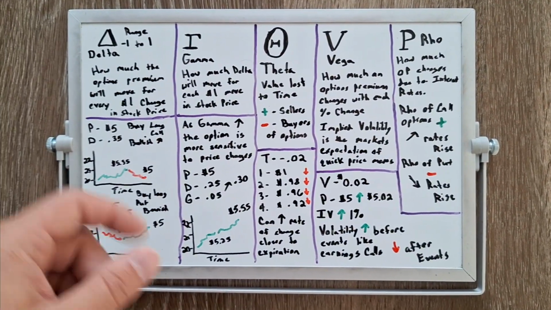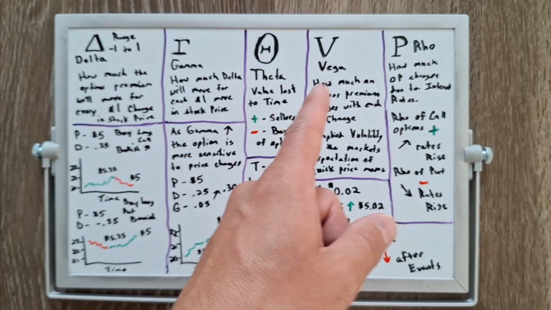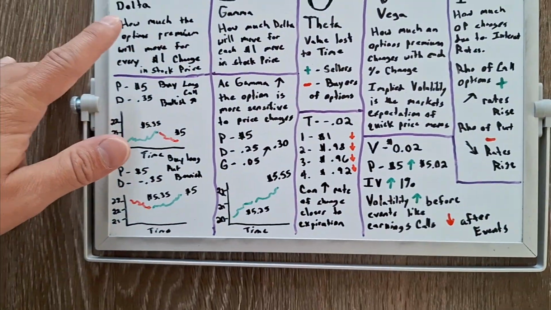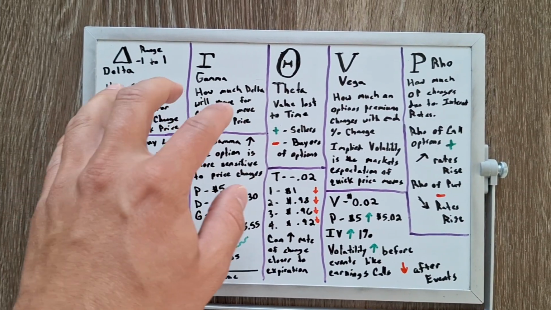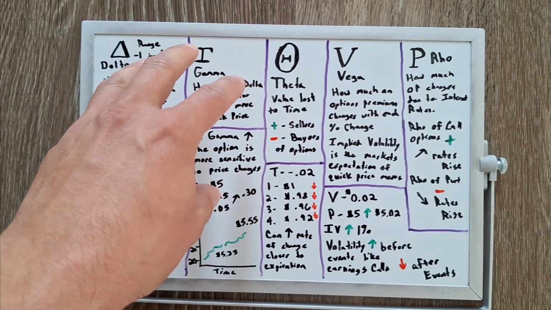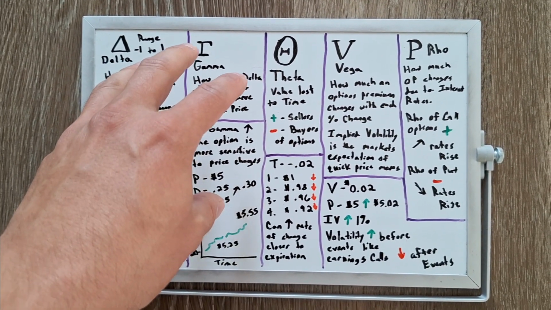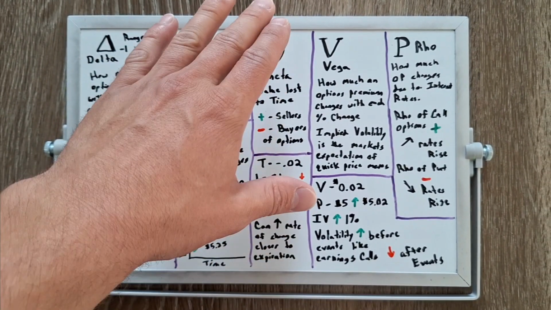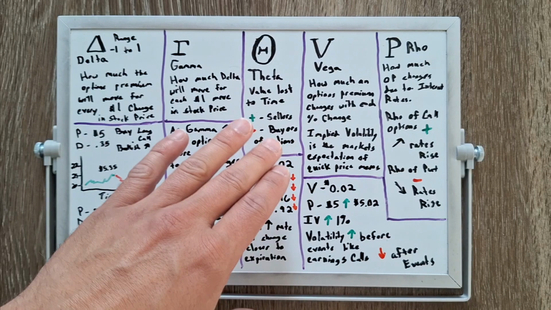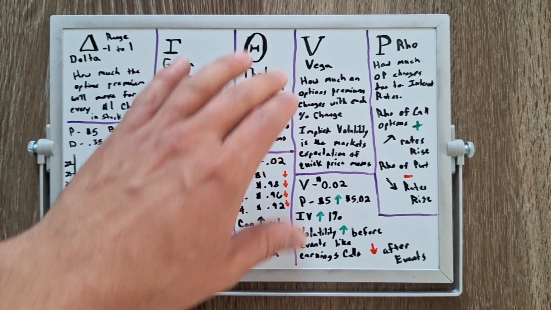And let's get started. So we have delta, gamma, theta, vega, rho. So we'll start with delta. To break this chart up a little bit here, delta and gamma measure price movements on your options premium, and theta is your time decay. So that's how your options premium is affected by time.